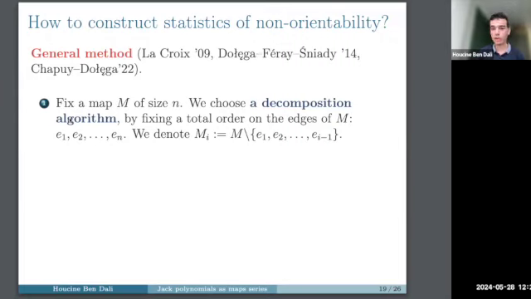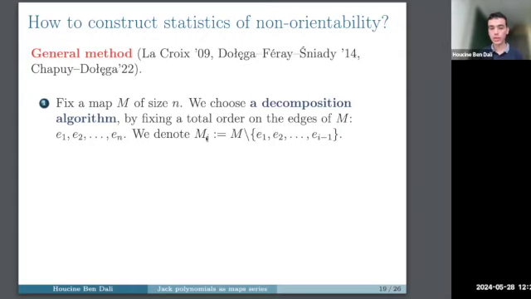So here I will try to explain the general method to obtain such statistics. This method has been used in many different works relating Jack polynomials to maps. If we take a map of size n, in order to define a statistic of non-orientability, we should choose a decomposition algorithm for all maps. This decomposition algorithm is just a linear order on all the edges of M. Basically, there is a first edge e1, a second edge e2, and when we decompose the map M, we will start by deleting the edge e1, then e2, and so on.